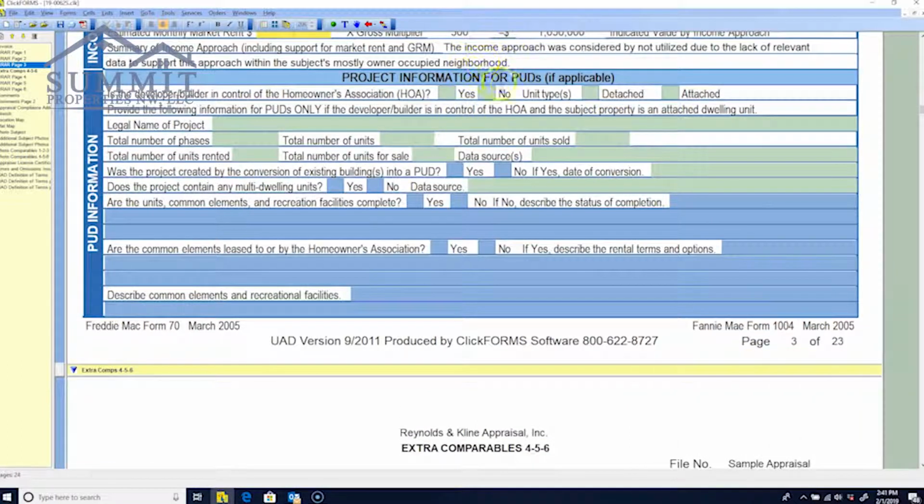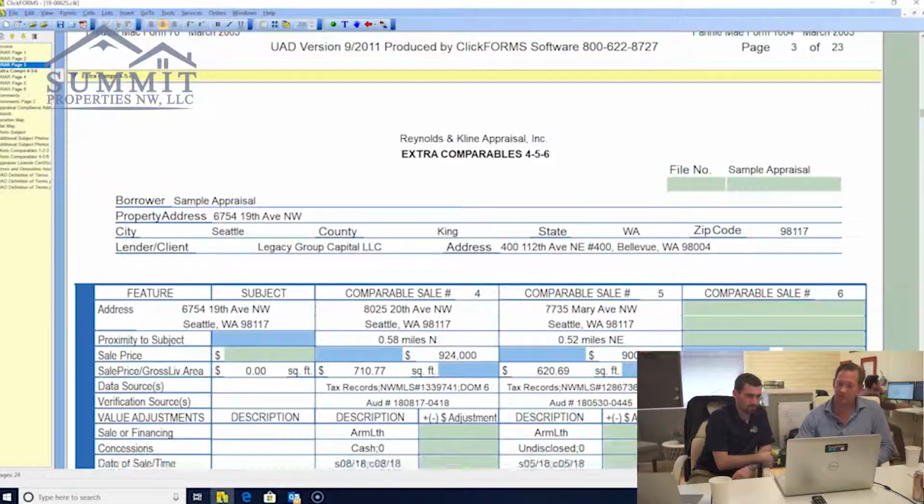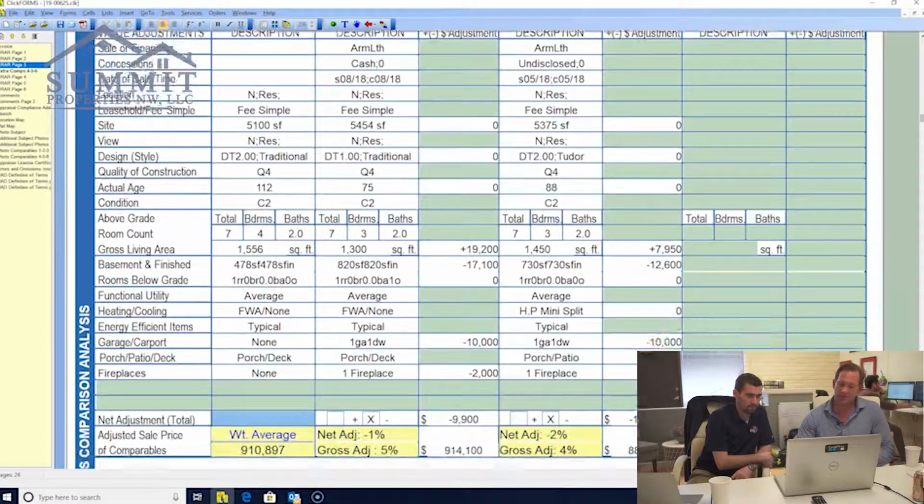All right, if it's a PUD, planned unit development, and the developer is in control of the homeowners association and it's an attached unit, then you've got to fill in all this stuff, which we don't like doing. So ignore all this. They're not fun to try to sell either. It's a different property at that point in time. So there's your comps 4 and 5.